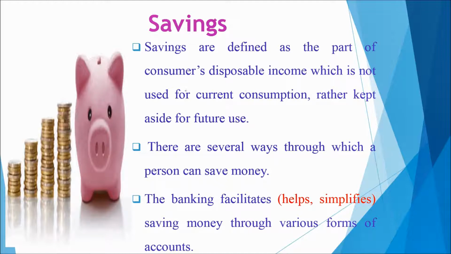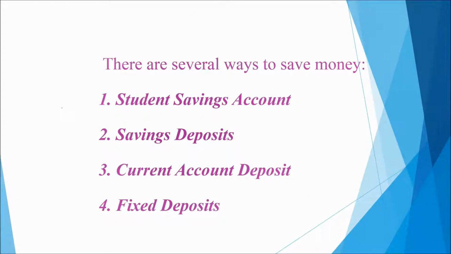The banking system facilitates. Here, facilitates means helps or simplifies. So, the bank helps or simplifies saving money through various forms of accounts. There are several ways to save money like student savings account, savings deposits, current account deposit, and fixed deposits. Now, let's see one by one in detail.